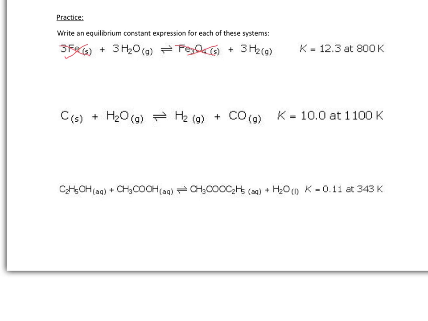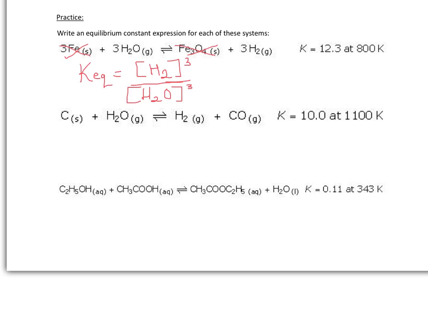Also remember that the K expression is a ratio of the products to the reactants, so we're going to use products first. Our product in this expression is H2, and it has a coefficient of 3. So we're going to say [H2] cubed. We're also going to use square brackets because square brackets indicate concentration. Over the concentration of water, [H2O] cubed.